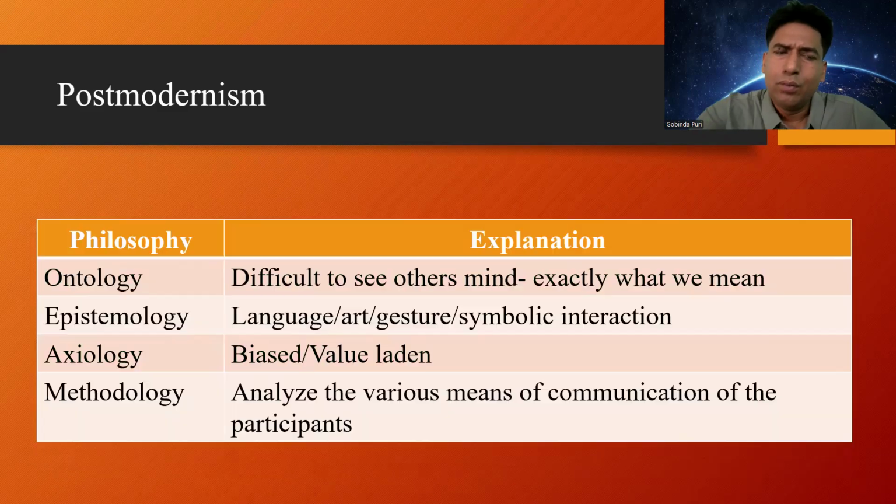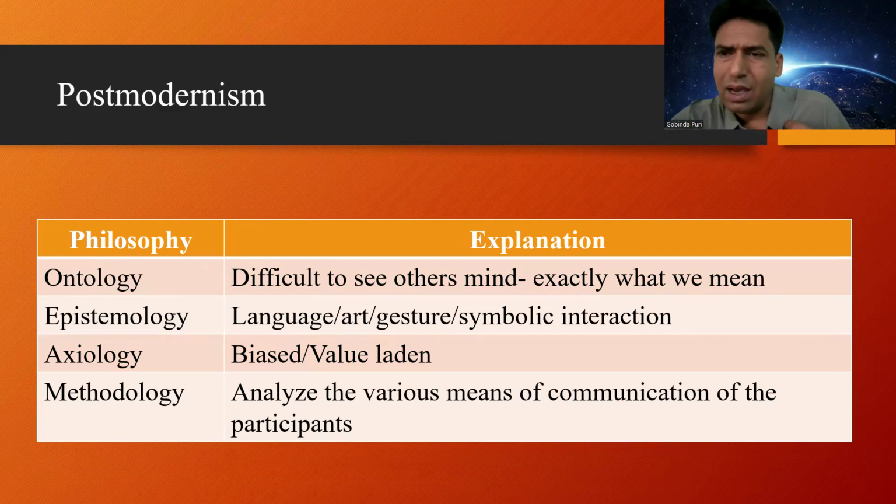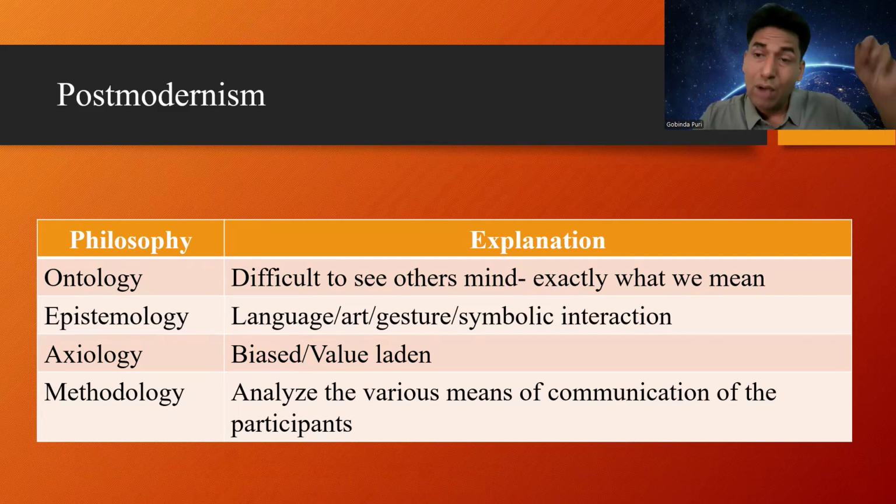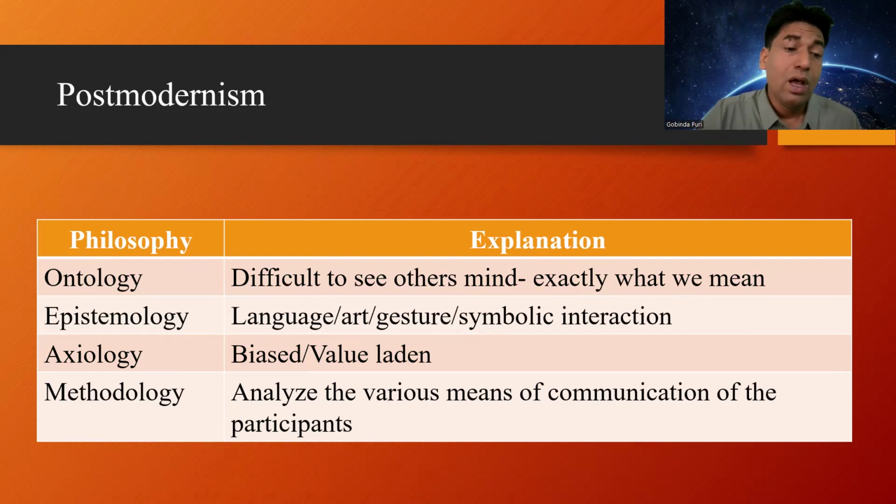Postmodernism. Postmodernism has the ontology. Particularly, it is very difficult to see others' minds exactly what we mean. What is there in your mind? What is there in my mind? It's really difficult to capture the idea that you have, and the reality is interpreted, let's say, according to the perception. One person's perception may be different from another one, so it's very difficult. So epistemological differences as well.